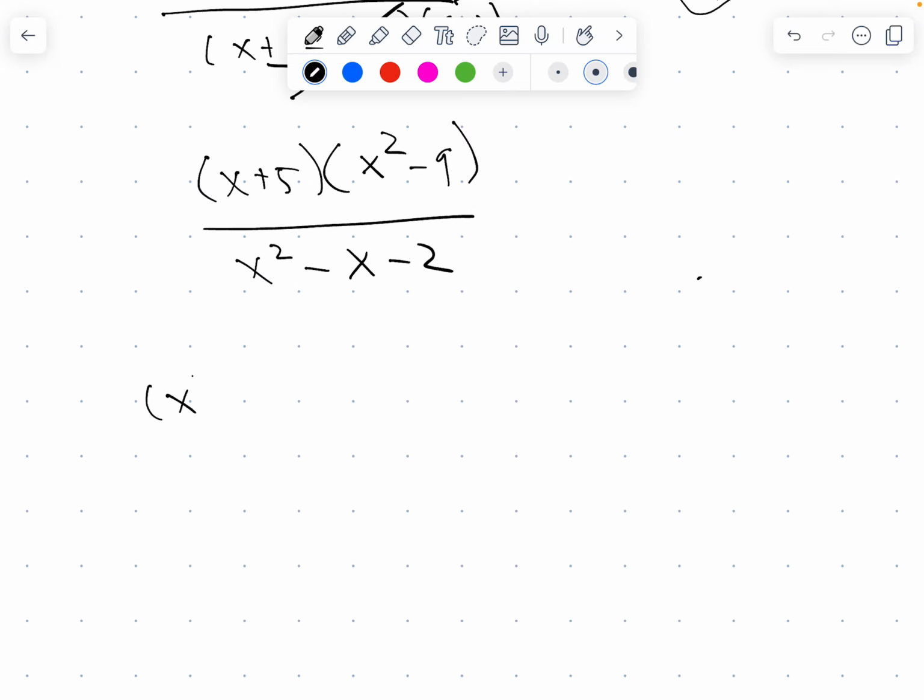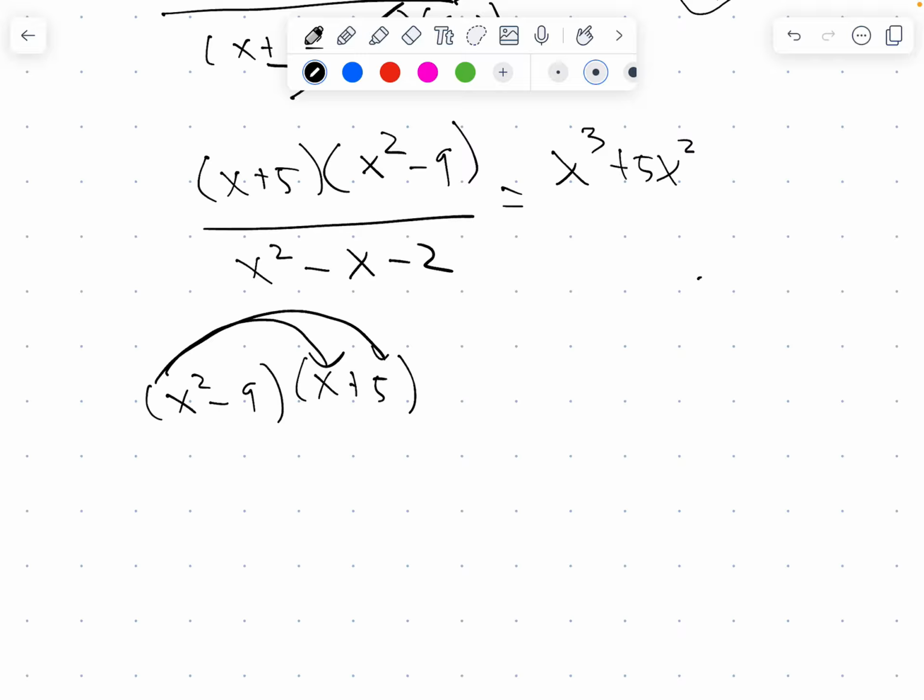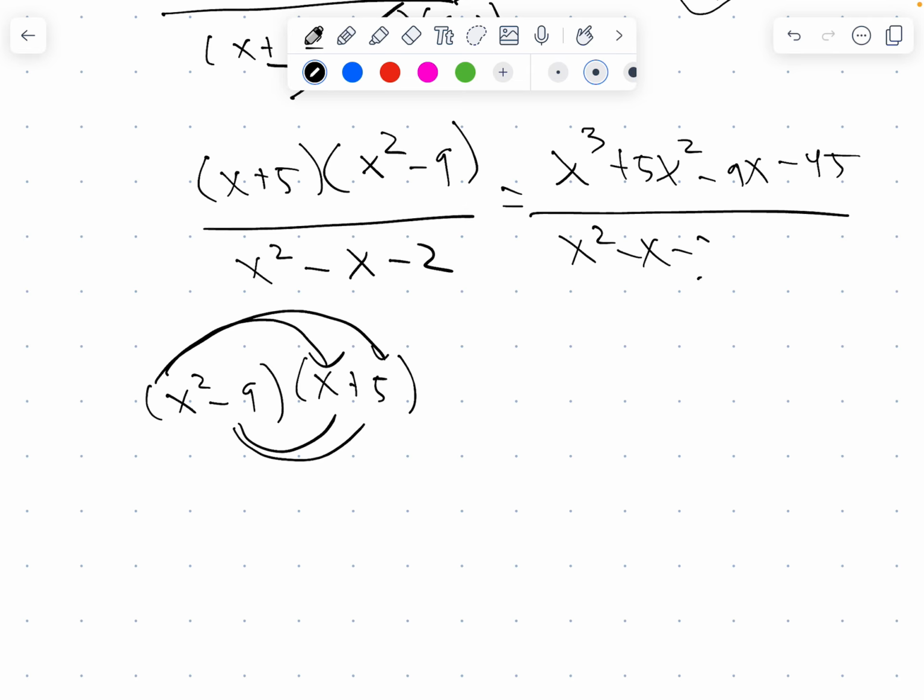Now on the top, we've got to multiply that out. So we've got x squared minus 9 times x plus 5. That's going to give us x cubed. This is going to give us 5x squared. This is going to give us minus 9x. And finally, this is going to give us minus 45. On the bottom, we've got x squared minus x minus 2.